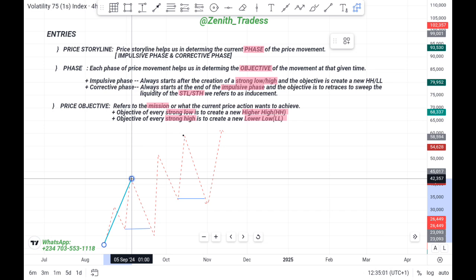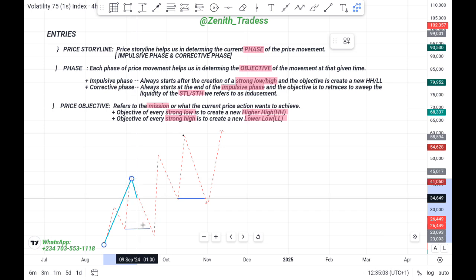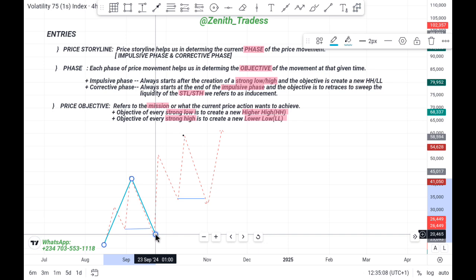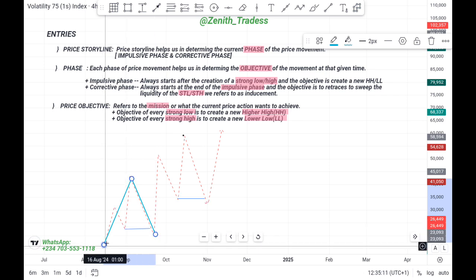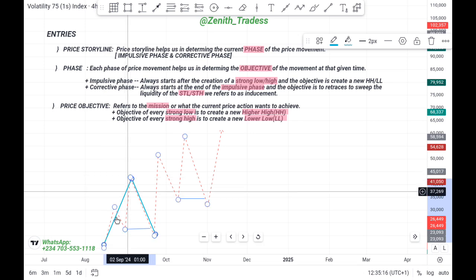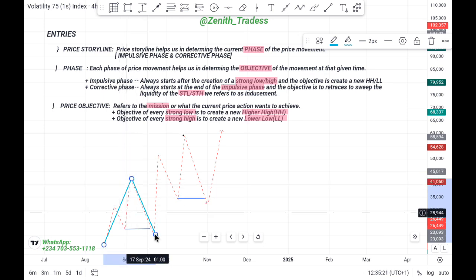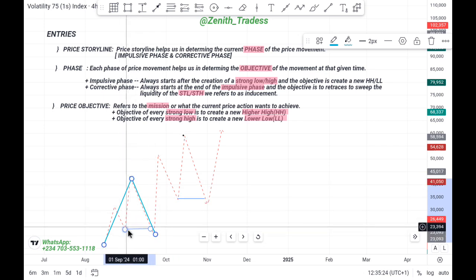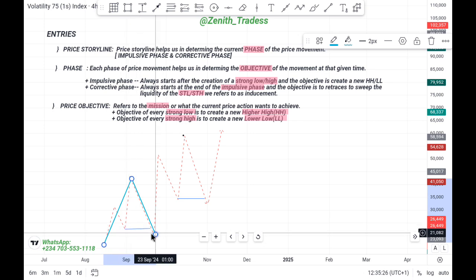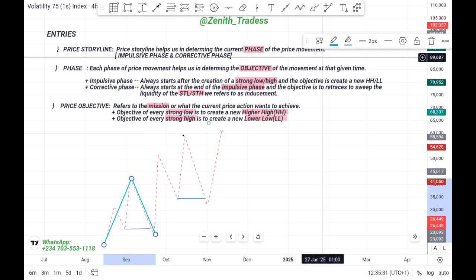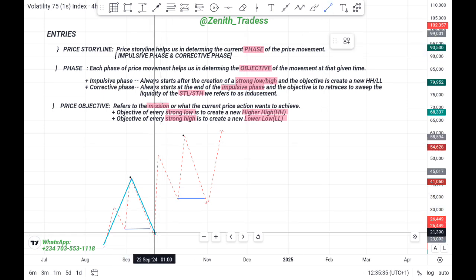So price retracing to take out the structural low, this pullback is the corrective phase. Did you understand? All right. This very first movement from this strong low to this high is what we refer to as an impulsive move. When price now retraces back to sweep the structural low, the inducement, that is what we refer to as the corrective phase. So this is an impulsive move and this is a corrective move. After that has ended, price continues to create another impulsive move.